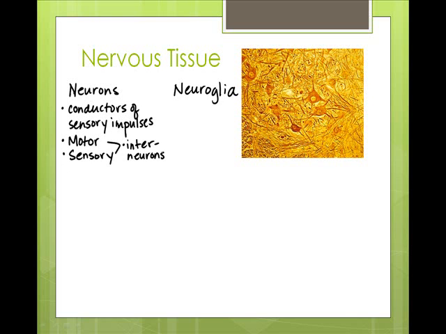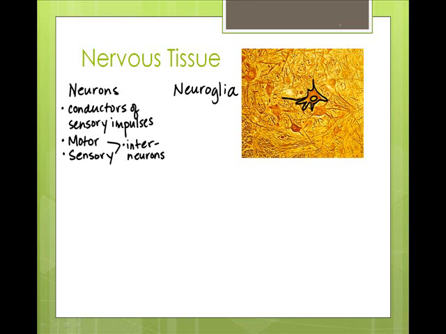If you take a look at the picture, this is a typical neuron. It kind of looks like a spidery looking cell, like so. Here's the nucleus there in the center. But that's what a typical neuron is going to look like.